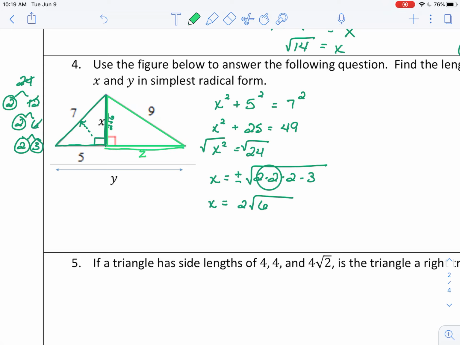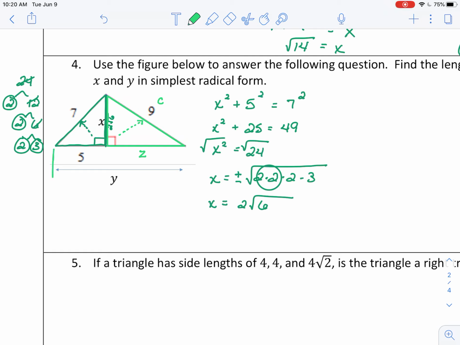So this length from here to here, I don't know what it is. So I'm just going to make up a variable for it. 9 is across from the right angle, so it's going to be our c term. It's going to be the hypotenuse. So we're going to find z. Now, I just made up a letter. The question asks for y.